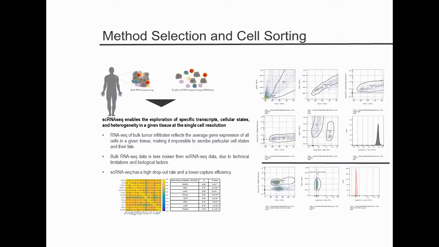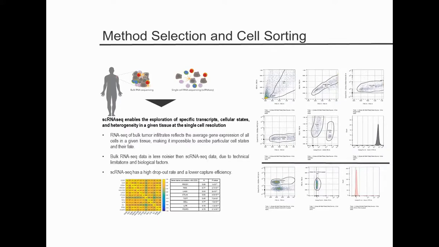Now, limitations for single cell. Single cell is a very good method, but it has a limitation that we need to recognize. It's noisier than the bulk RNA-seq data, and that's due to technical limitations and biological factors. There's more heterogeneity. Also, single cell, unlike bulk RNA-seq, has a higher dropout rate and a lower capture efficiency. So not all the time will we capture all transcripts within a given cell.